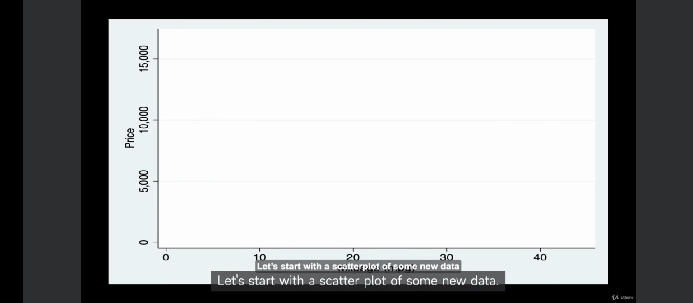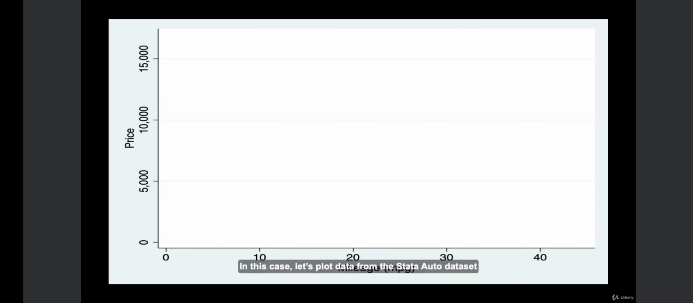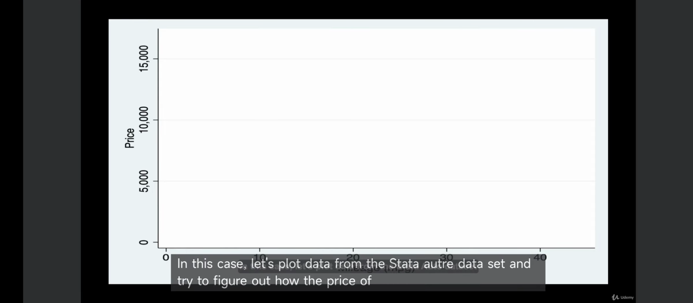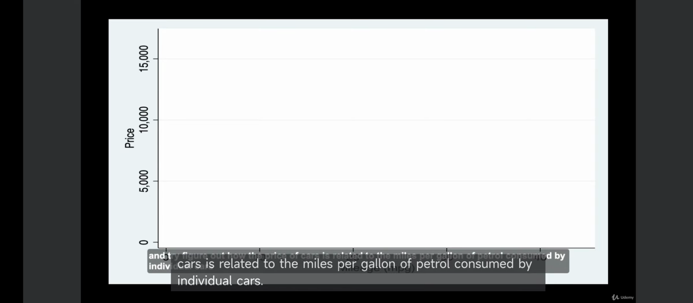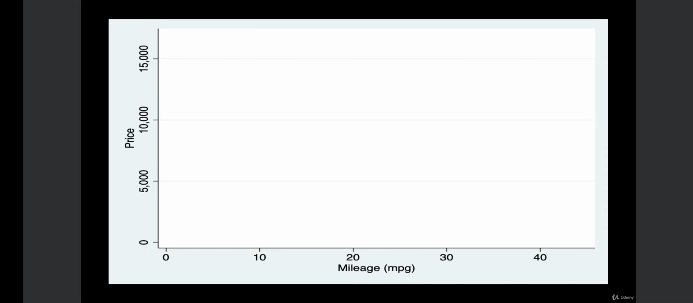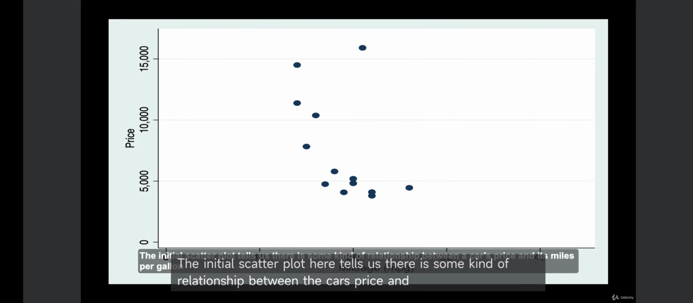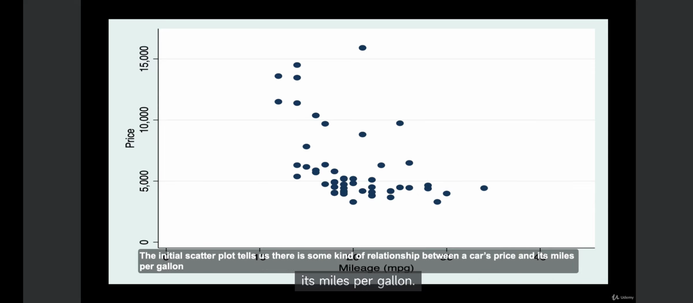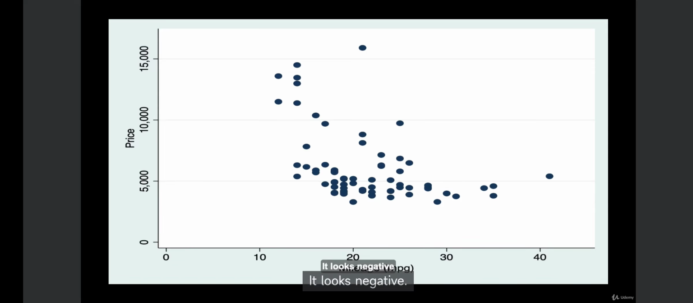Let's start with a scatter plot of some new data. In this case, let's plot data from the Stata Auto dataset and try to figure out how the price of cars is related to the miles per gallon of petrol consumed by individual cars. The initial scatter plot tells us there is some kind of relationship between a car's price and its miles per gallon. It looks negative, in other words, downward sloping.